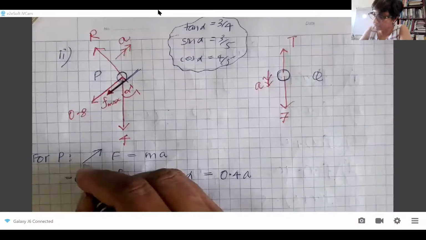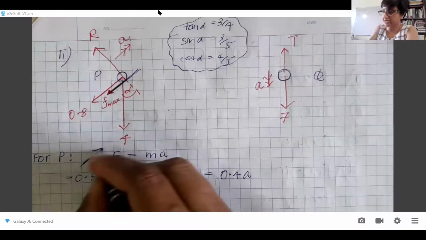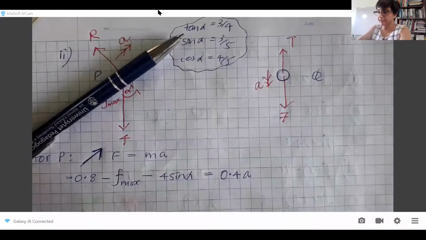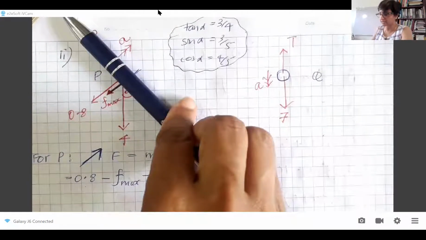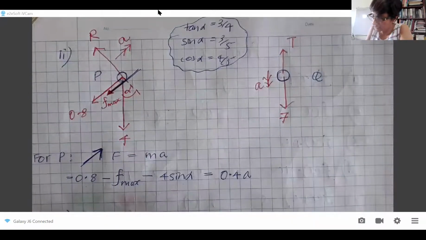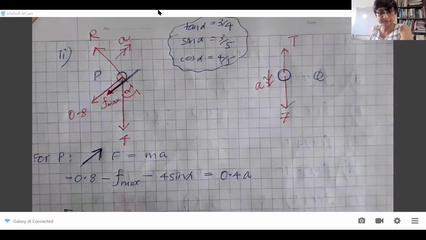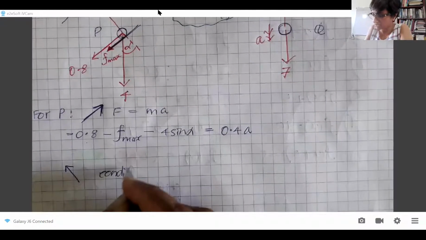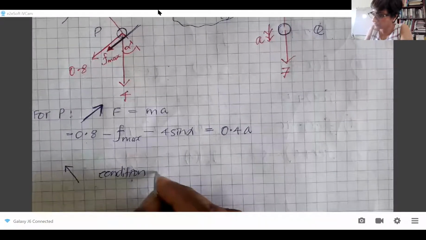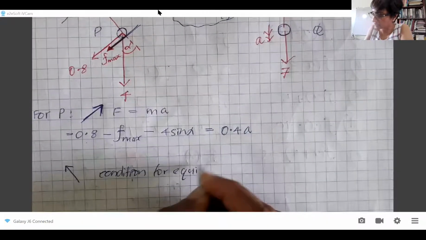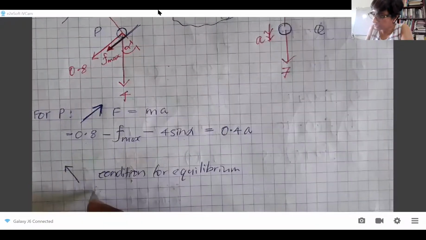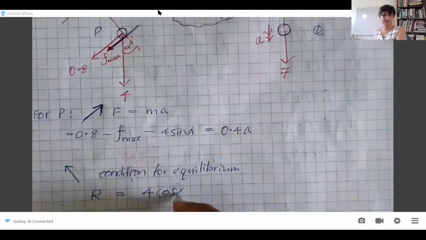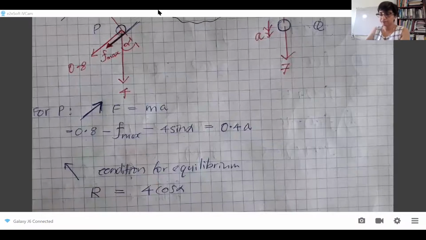okay, wait. Now I applied F equals ma in this direction because in that direction, forces are not balanced, it's accelerating. But in the perpendicular direction, this way, forces are balanced. So if I say that this way, that is equilibrium. Sorry. This way, it's in equilibrium. So condition for equilibrium. Its forces are balanced. R is equal to 4 cos alpha. Okay, so this is what I can apply for P.